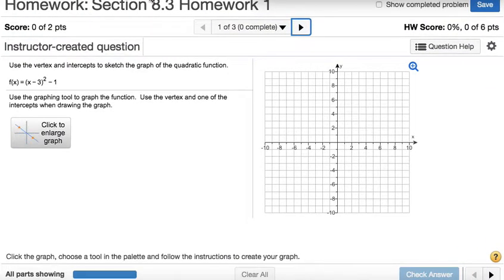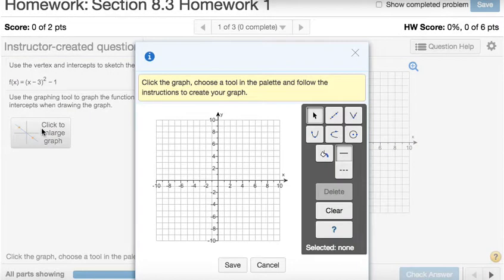So it says to use the vertex and intercepts to sketch the graph of the quadratic function. So we click to enlarge graph. The button for drawing parabolas is in the second row on the left, this button right here. And when you're plotting a parabola, you always need to plot the vertex first. So that's the first point that I'm going to plot. That's going to be 3, negative 1. So I'm going to plot that right there.